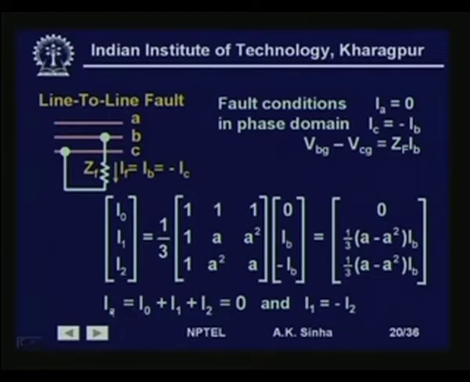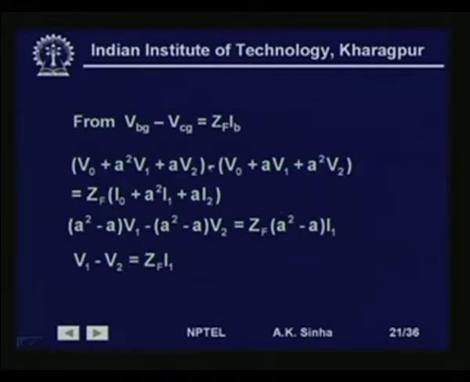So and we have IA is equal to I0 plus I1 plus I2, which is equal to 0, and I1 is equal to minus I2. So this is one condition that we get, that is I1 is equal to minus I2.